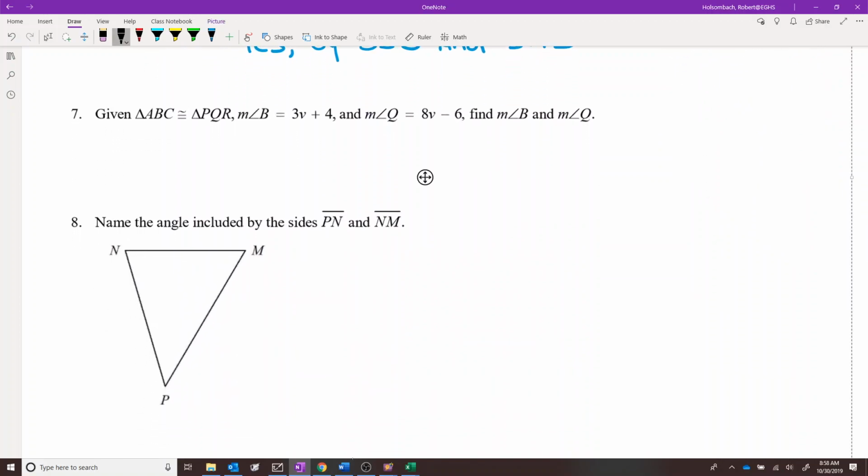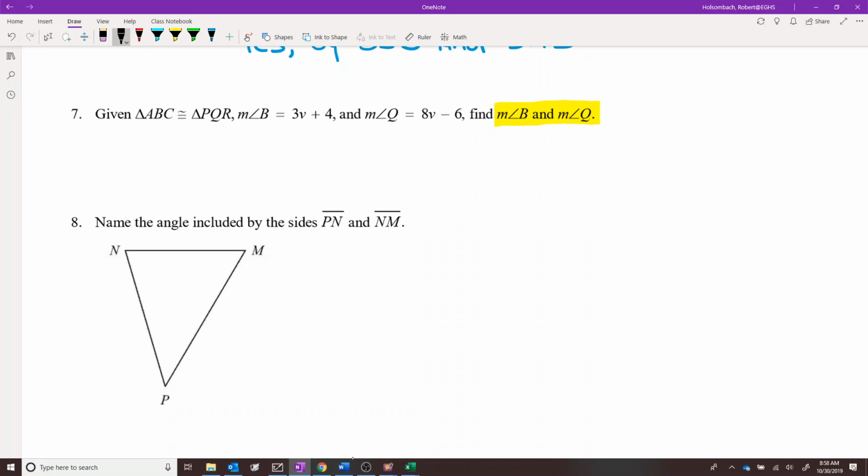Number 7, very similar to a problem we just did. Given triangle ABC is congruent to PQR, the measure of angle B is equal to 3v plus 4. The measure of angle Q is equal to 8v minus 6. Find the measure of B and the measure of Q. So they want the measure of B and the measure of Q.